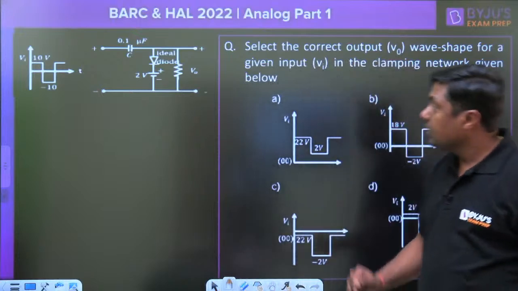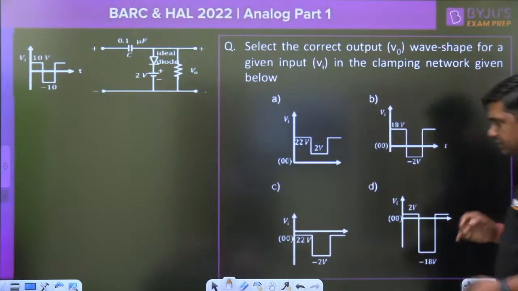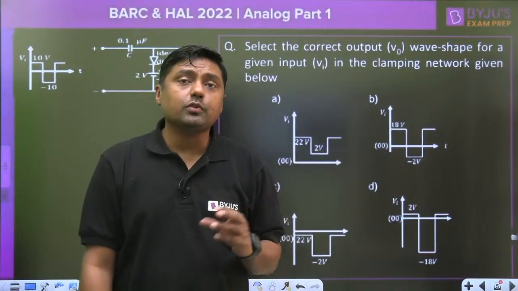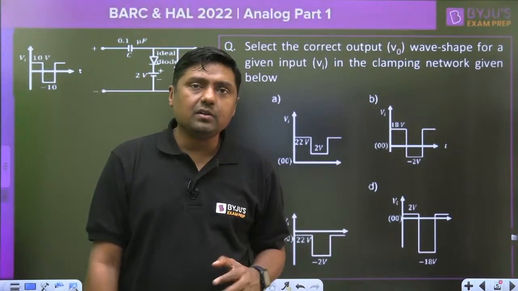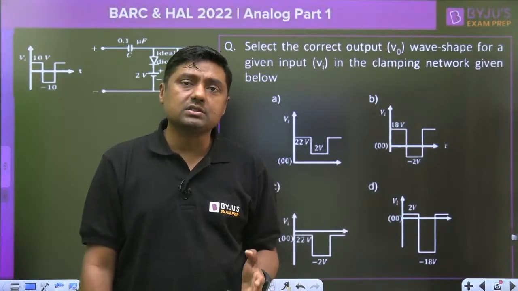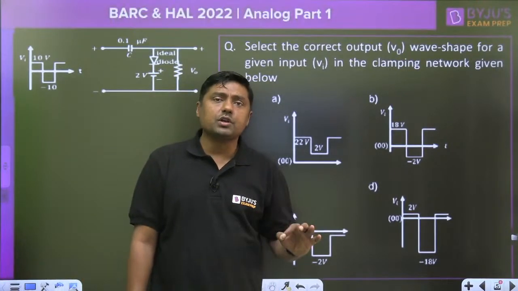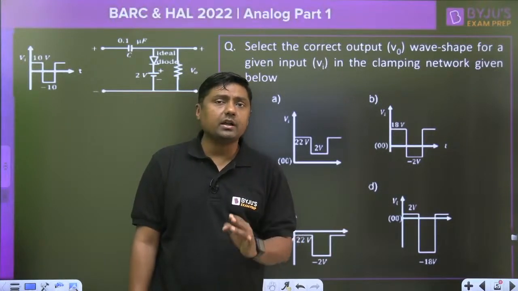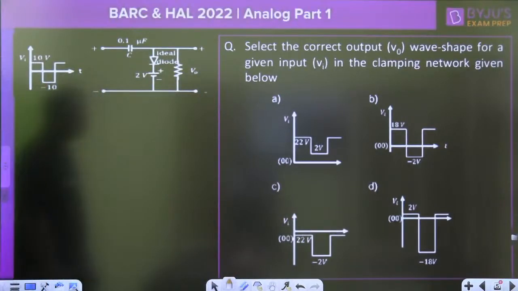Yes everyone. Now BARC and HAL 2022 analog part 1, and the question is on the clamper, right? What are the applications of the diode circuits? Clipper, clamper, rectifier, filter, voltage regulators using the Zener diode, and voltage doubler. So you will get direct questions from these topics: clipper, clamper, voltage doubler, rectifier, and voltage regulators. Okay, please give me the answer for this question.